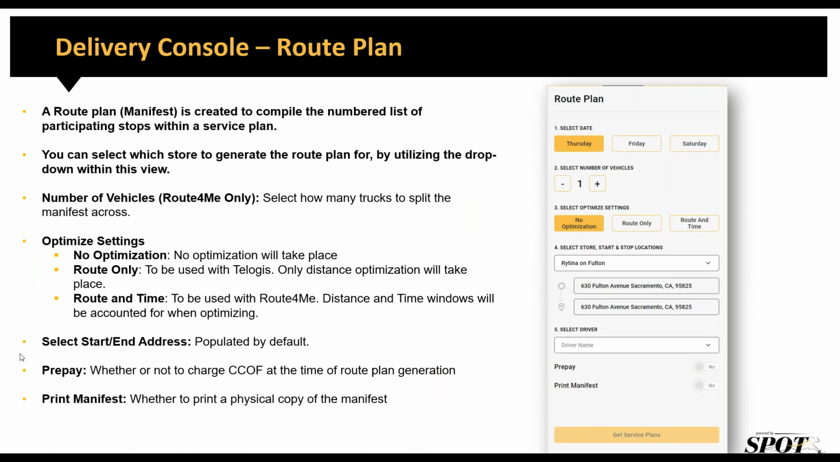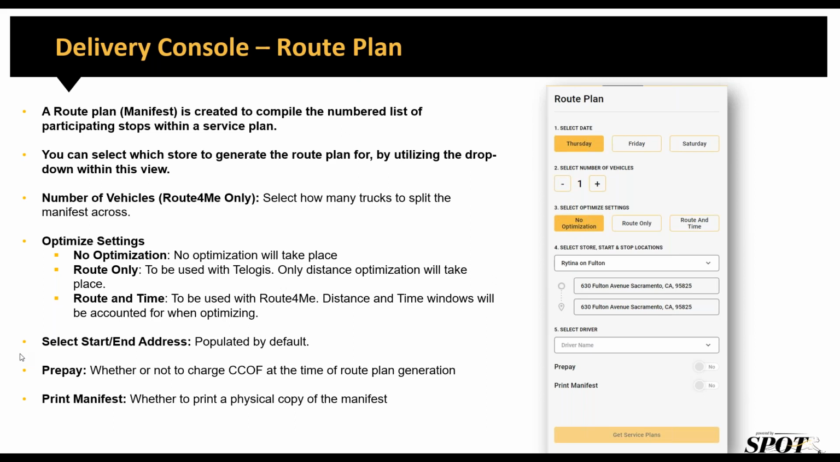Once we're logged into Delivery Console, the very first thing that we'll see is the route plan screen. And the route plan screen, like we said before, is just the manifest creation tool that already exists in Spot today with a few key differences and additions and upgrades that we've implemented.